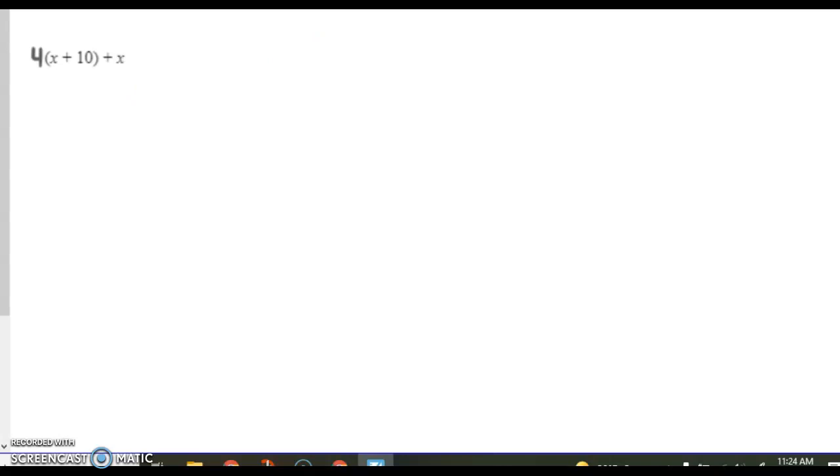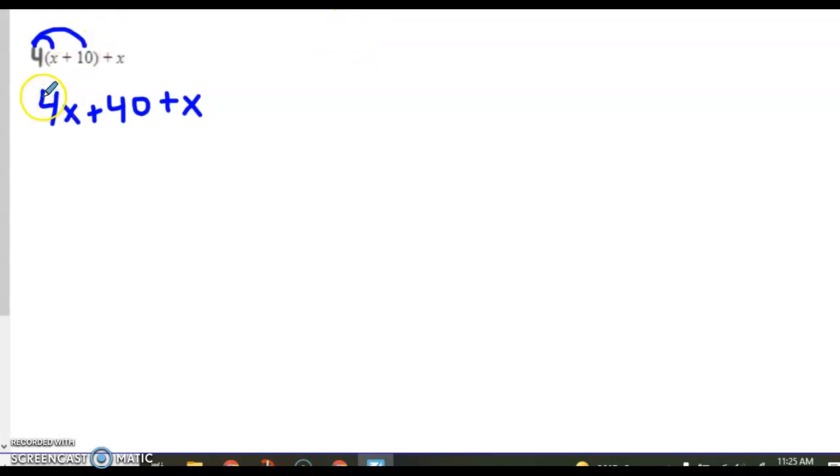All right, we want to simplify this. And we've got to start off by getting rid of the parentheses. So here we are going to distribute the 4. We're going to distribute it to each thing inside the parentheses. 4 times x is 4x, and 4 times 10 is a positive 40. And then I'm just going to bring this plus x straight down.